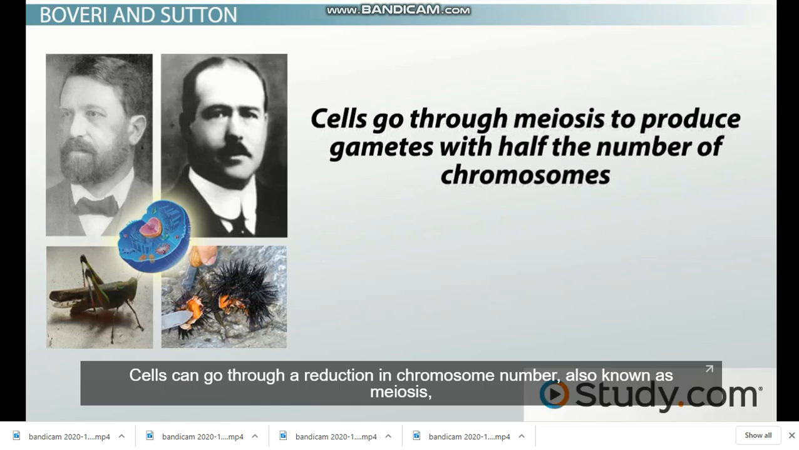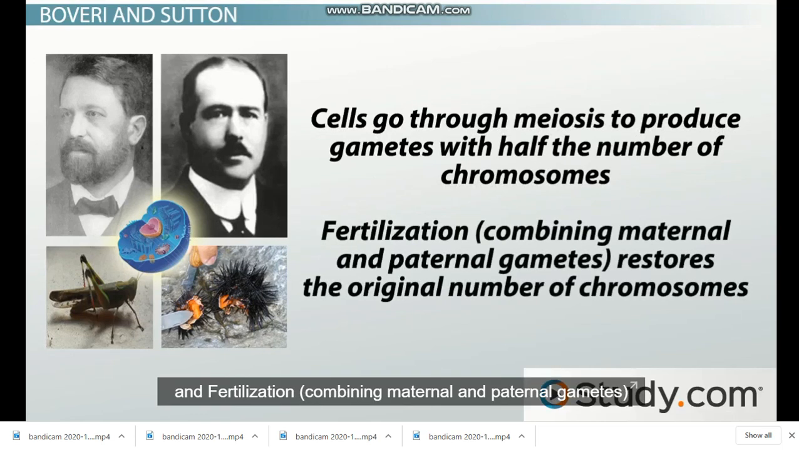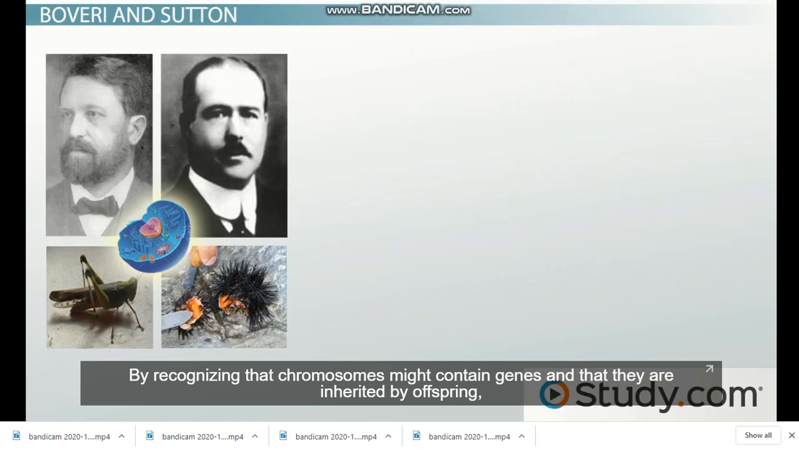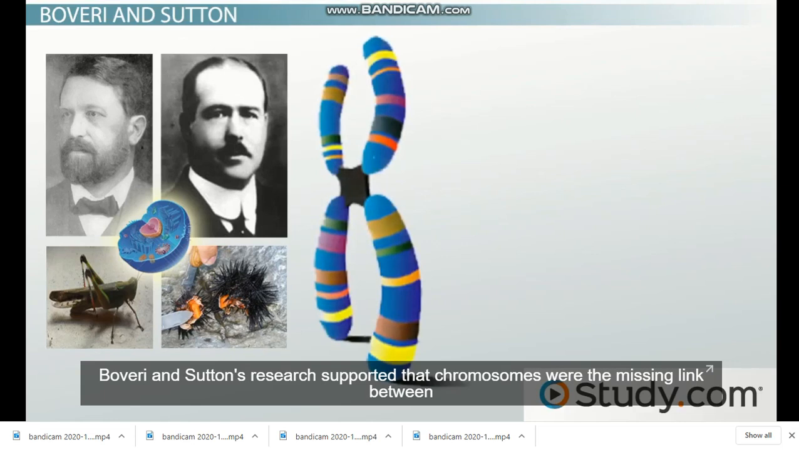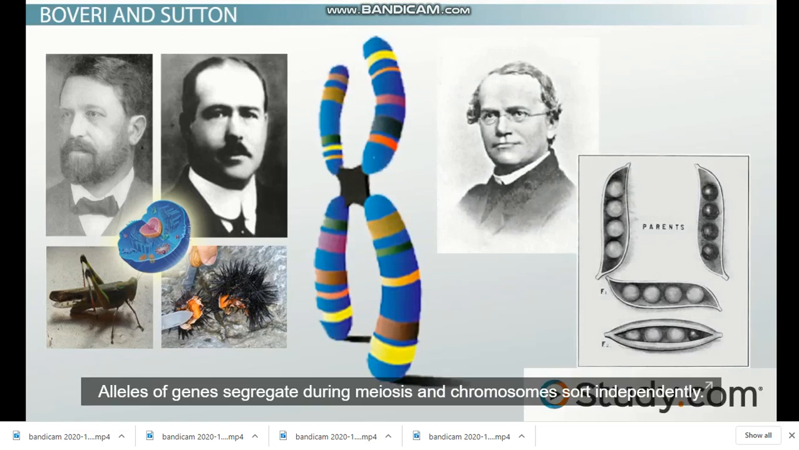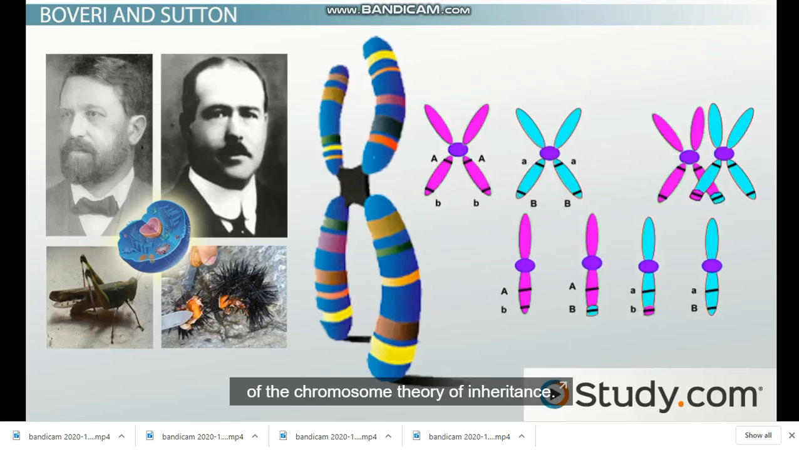Cells can go through a reduction in chromosome number, also known as meiosis, to produce gametes with half the number of chromosomes. And fertilization, combining maternal and paternal gametes, restores the original number of chromosomes. By recognizing that chromosomes might contain genes and that they are inherited by offspring, Boveri and Sutton's research supported that chromosomes were the missing link between Mendel's laws and molecular biology. Alleles of genes segregate during meiosis, and chromosomes sort independently. Still, it was going to take a few more years before the scientific community accepted the significance of the chromosome theory of inheritance.